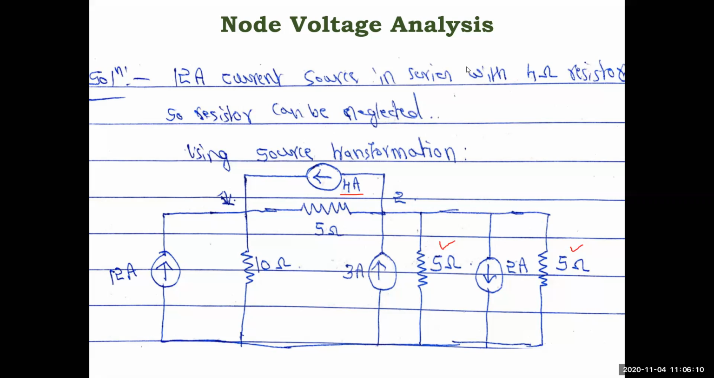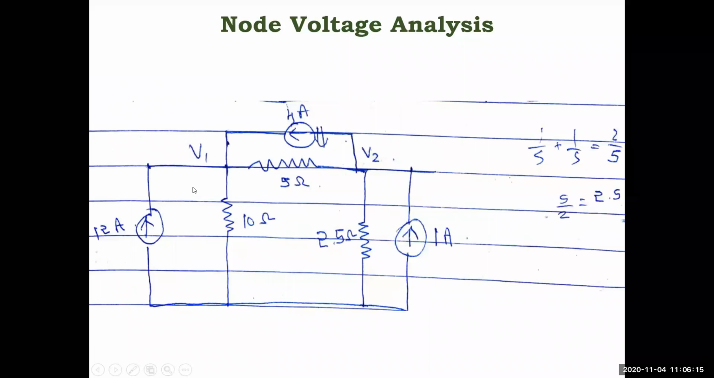Okay, so we'll carry out this simplification. This is the 12 amp source, which will not change, and the 10 ohm stays as it is. Here also no changes. The 3 amp is upward, 2 amp is downward, so whichever direction we have taken, that's why 3 minus 2 is 1 amp. And both resistances are 5 ohm, so 1 by 5 plus 1 by 5 is 2 by 5. The reciprocal is 5 by 2, which is 2.5. That's why 2.5 ohm is shown. Okay, so now this is the simplified network from the given network.